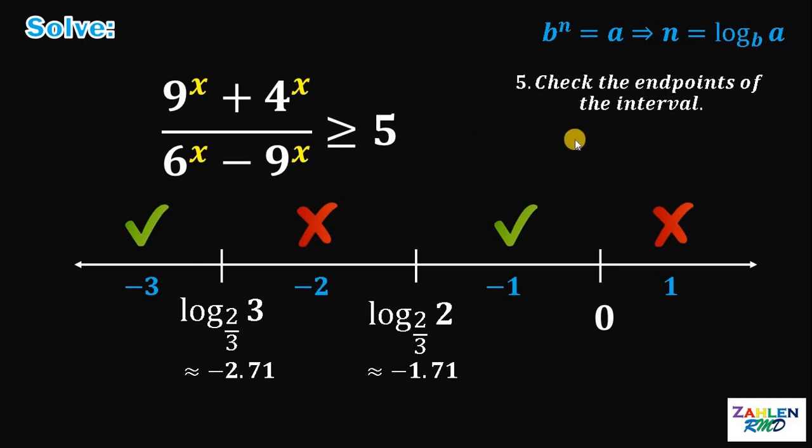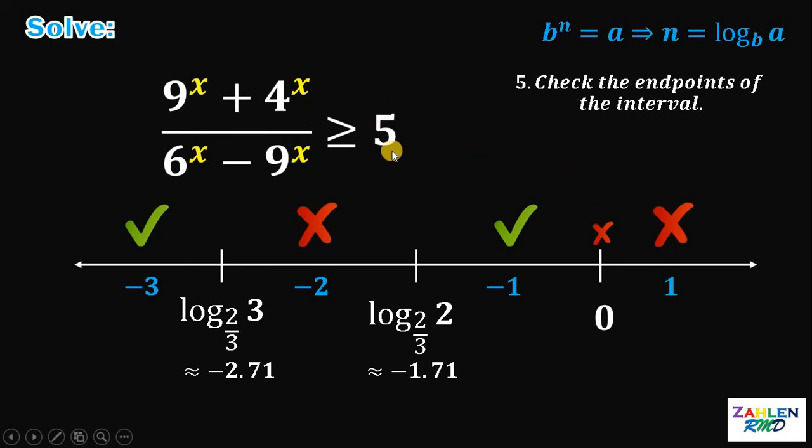In step number 5, we need to also check the endpoints of the interval. So we need to check if 0 is part of our solution, logarithm of 2 to the base of 2 over 3, and logarithm of 3 to the base of 2 over 3. Now let's start with 0. So replace all x with 0. If we do that, we can see that x equals 0 is not part of our solution because x cannot be equal to 0.